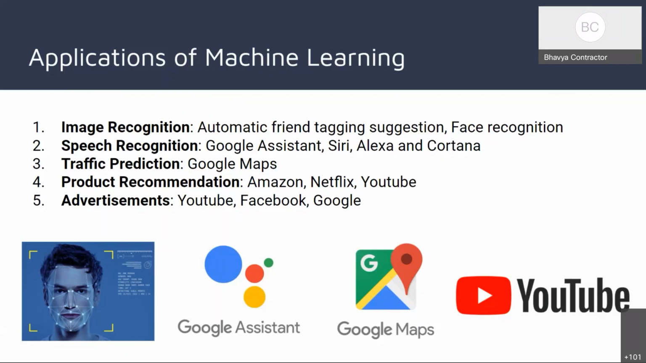And the fourth one is product recommendation. Famous examples are Amazon, Netflix, and YouTube. For example, if you buy something on Amazon, or you watch some series on Netflix or some videos on YouTube, it keeps track of all this, and the next time you open these apps, it suggests some related products, related movies or web series, or related videos. All of this also involves a machine learning algorithm.